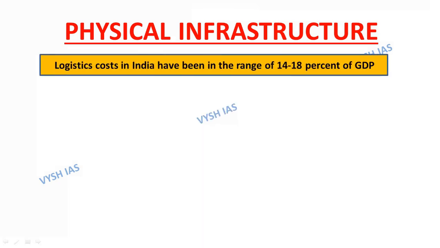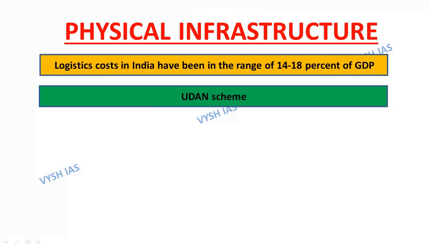Logistic costs in India have been in the range of 14 to 18% of GDP against the global benchmark of 8%. The National Logistics Policy will address the components of improving efficiency in logistics through streamlining processes, regulatory framework, skill development, and mainstreaming logistics among others. More than 1 crore air passengers have availed themselves of the benefit of the Udan scheme, that is Ude Desh Ka Aam Nagrik, since its inception.